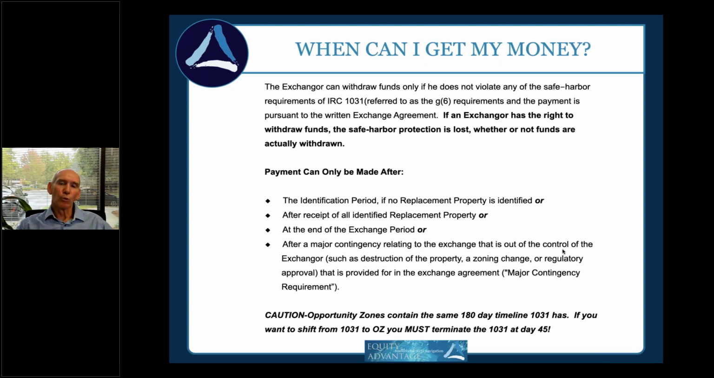If you did not put the 1 in there and you put 3 properties in place and you had, let's say, $50,000 left after we bought the property you really want, we can't give you the balance of your money until day 181. So it's really important in today's world you understand when you can get that money out. These rules are called the 1031 G6 rules.